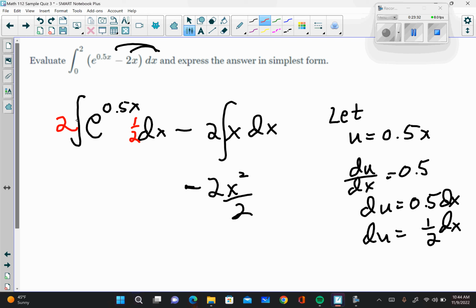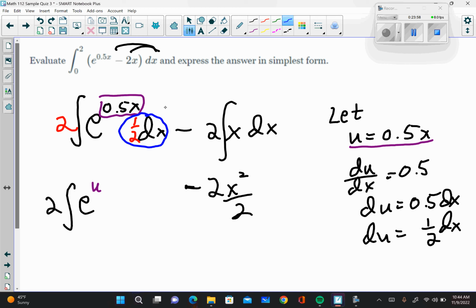This is the whole lesson we had called integration by substitution. And then we did this thing called copy and substitute, a phrase I said many times the other day. So what I mean is the 2 gets copied, the integral symbol gets copied, the e gets copied. The 0.5x does not get copied. That gets replaced with u. The 1/2 dx, none of that gets copied. That gets replaced with du.